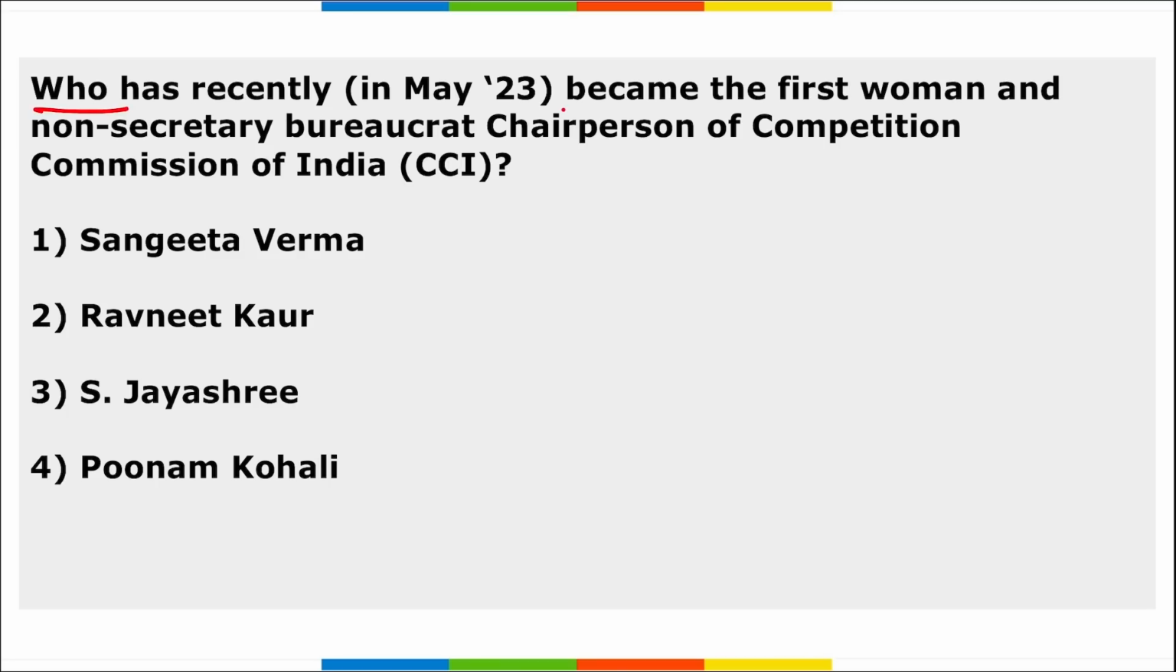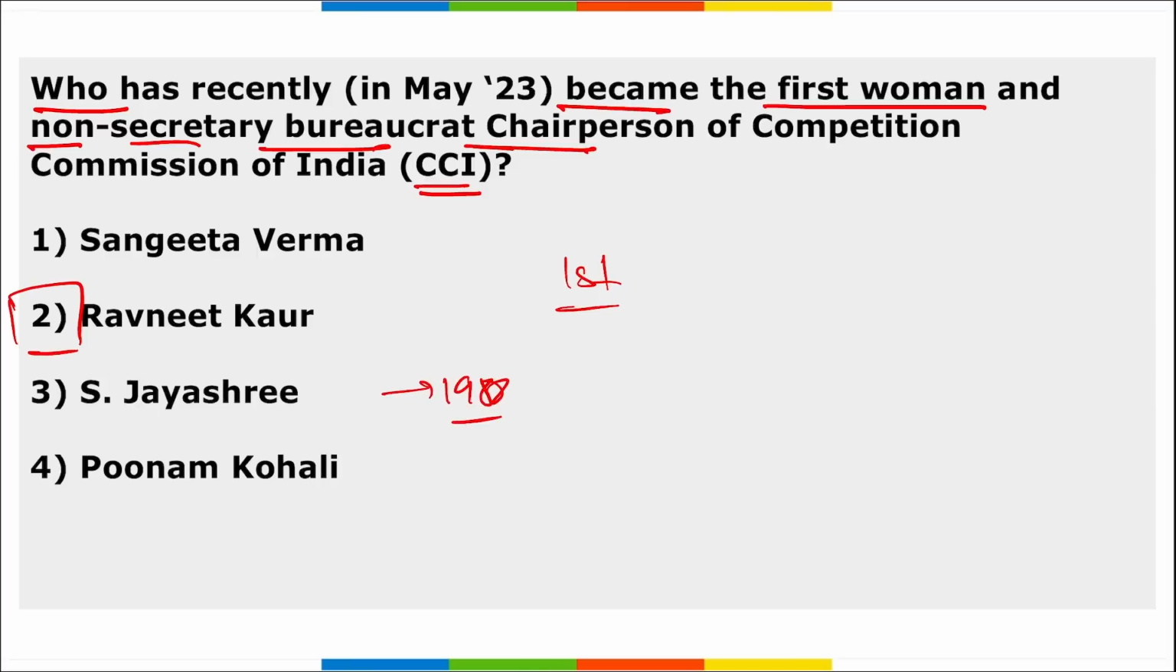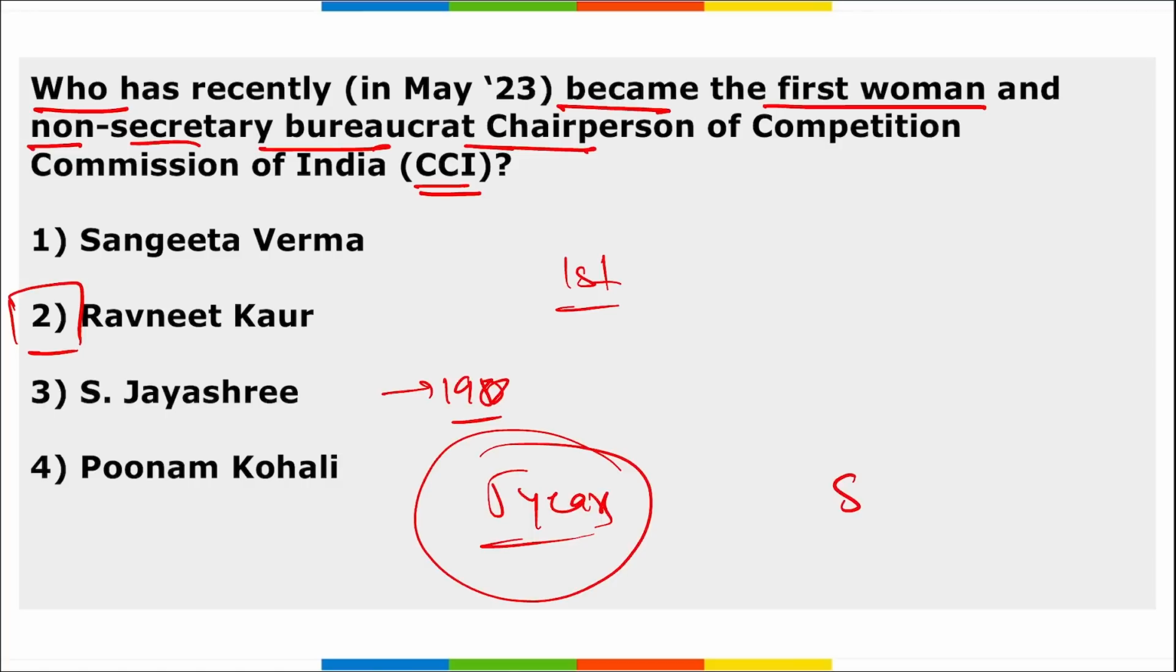Next, who has recently become the first woman and non-secretary bureaucrat chairperson of CCI? I repeat, who has become the first woman and non-secretary bureaucrat chairperson of CCI? Ravneet Kaur. Correct, this is important. She is a 1988 batch Punjab cadre IAS officer, and she has been appointed as the chairperson of CCI. She will be here for a period of 5 years. She will be replacing Sangeeta Verma.